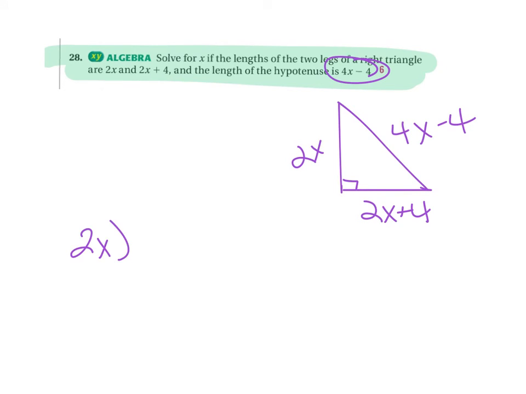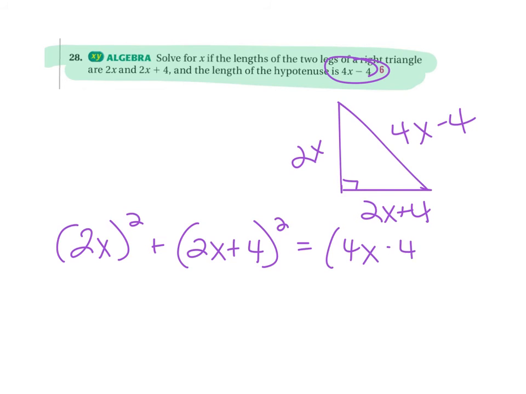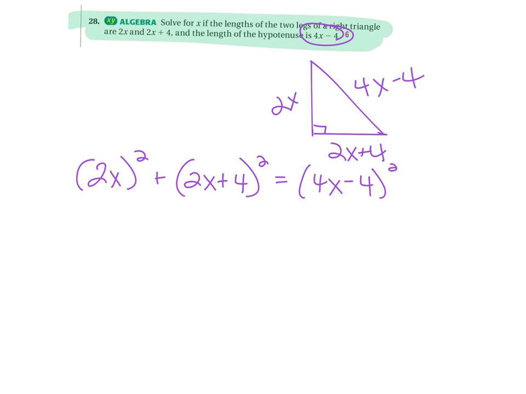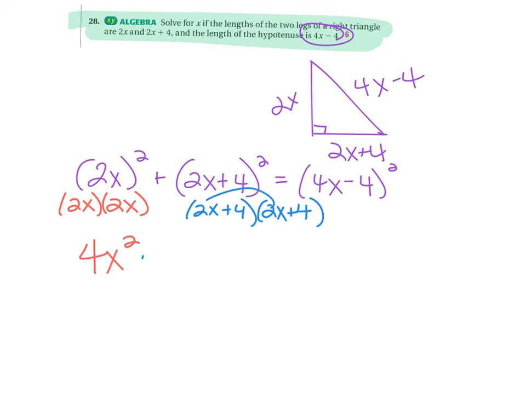So a squared would be (2x) squared plus b squared would be (2x plus 4) squared would equal (4x minus 4) squared. And basically what I've got to do here is the first one I can just multiply times itself. So 2 times 2 is 4, x times x is x squared. But these other two I have to FOIL out. So 2x plus 4, God bless you, times 2x plus 4. First would be 4x squared. Outer would be 8x. Inner, 8x. Last, 16.